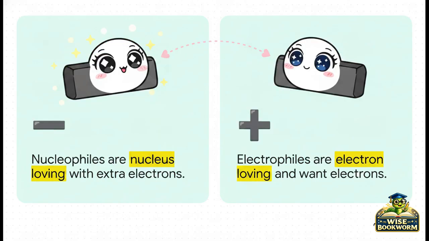Now, once those charged species exist, they immediately start looking for new partners. And here we get two absolutely foundational terms, nucleophiles and electrophiles. If you want to understand them, just translate the names. A nucleophile is nucleus-loving. It's got extra electrons and is hunting for a positive charge. An electrophile is electron-loving. It's positive and desperately wants electrons. It's the ultimate chemical romance, really, opposites attracting to snap together and form a brand new bond.